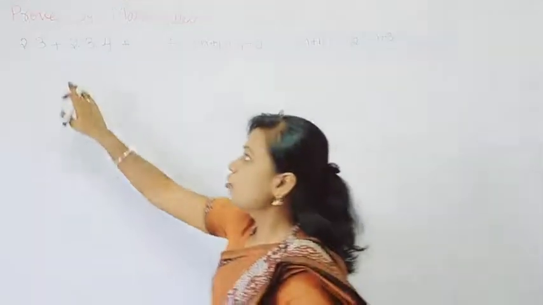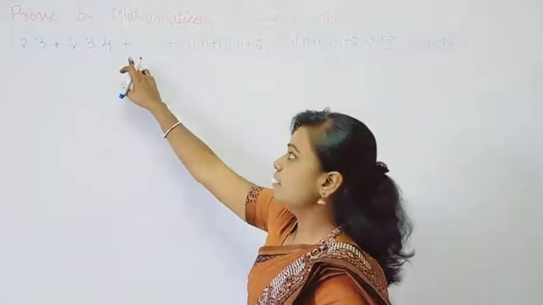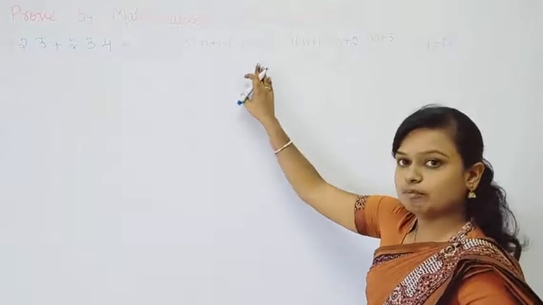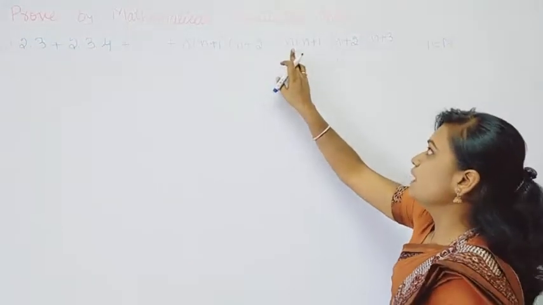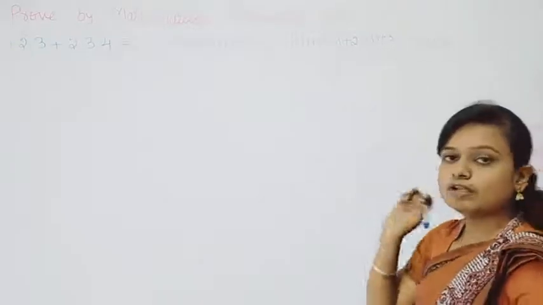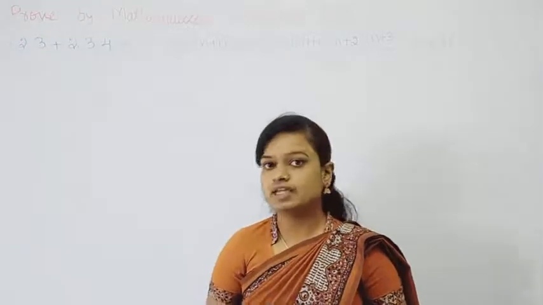Induction that 1 into 2 into 3 plus 2 into 3 into 4 plus etc. plus n into n plus 1 into n plus 2 is equal to n into n plus 1 into n plus 2 into n plus 3 whole divided by 4. So we have to prove this by the principle of mathematical induction. Okay. So what is the first step?